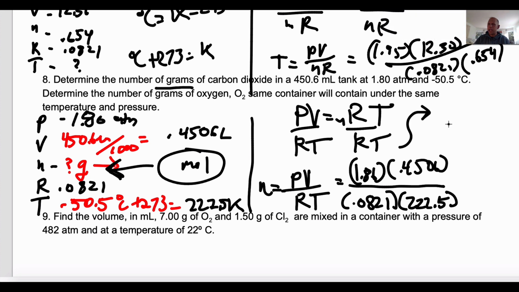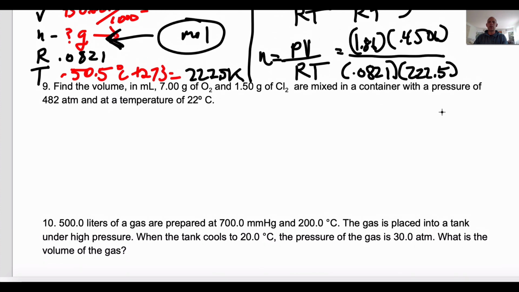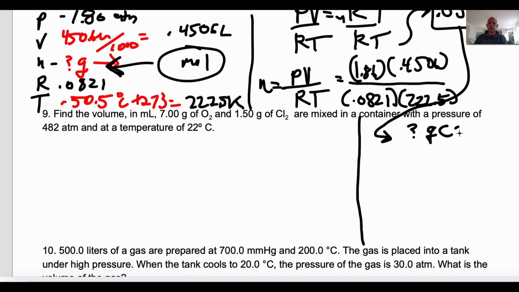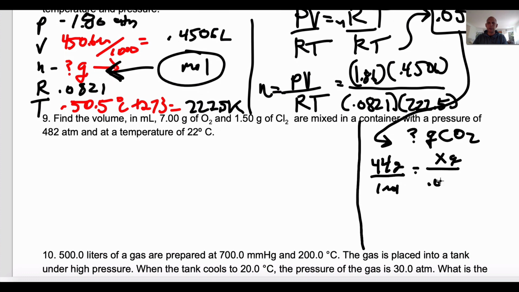Got our answer here, and it's around 0.05 moles. Something around there. Now the first problem said, how many grams of carbon dioxide would that be? So I'm going to go over here and do this problem down here. So the first one is grams of CO2. If they want grams of CO2, we know that the molar mass of CO2 is 44 grams per every 1 mole. And they want X grams if we had 0.05 moles.